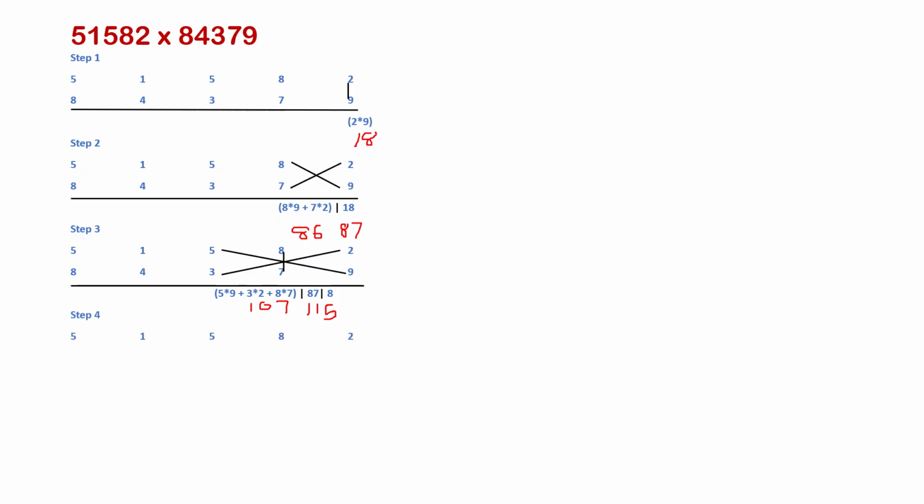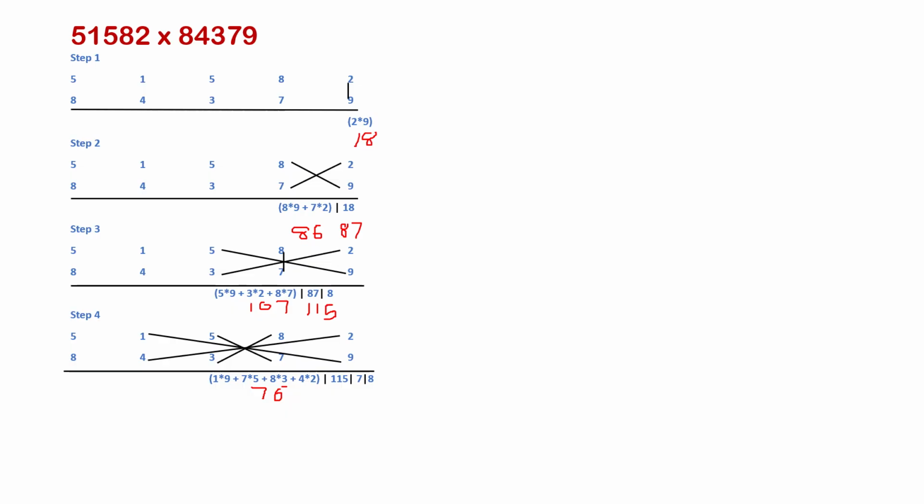For step 4, I'll be considering the last four digit numbers. For the last four digit number, the first digit and the last digit should be multiplied crosswise, and the middle two digits should be multiplied crosswise. So it becomes 1 times 9, 9, plus 4 times 2, 8, plus 5 times 7 is 35, plus 8 times 3 is 24. So adding it together, it gives me 76.